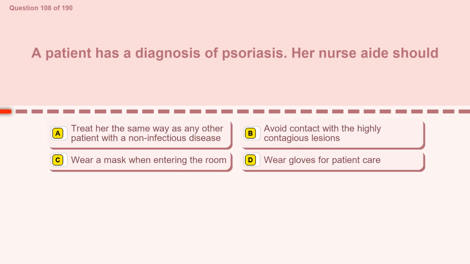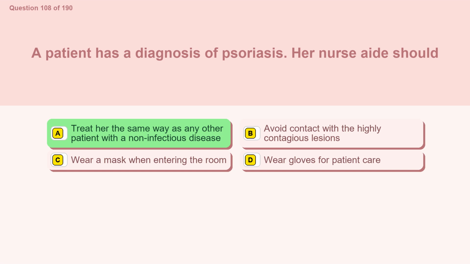Question 108. A patient has a diagnosis of psoriasis. Her nurse aide should: Option A. Treat her the same way as any other patient with a non-infectious disease. Option B. Avoid contact with the highly contagious lesions. Option C. Wear a mask when entering the room. Option D. Wear gloves for patient care.